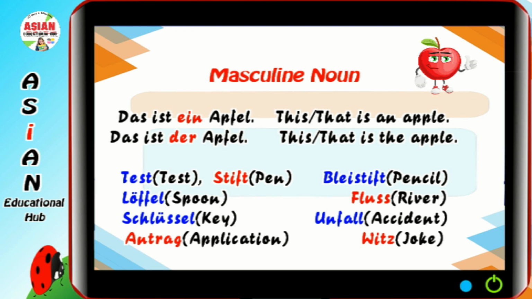First word is Test. Test means test in English. Stift means pen. Bleistift, pencil. Löffel, spoon. Fluss, river. Schlüssel, key. Unfall, accident. Antrag, application. And Witz, joke. You can make sentences with the help of these words.